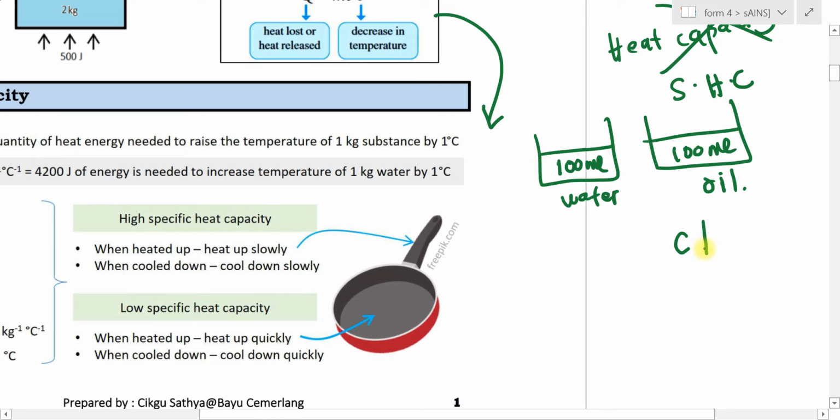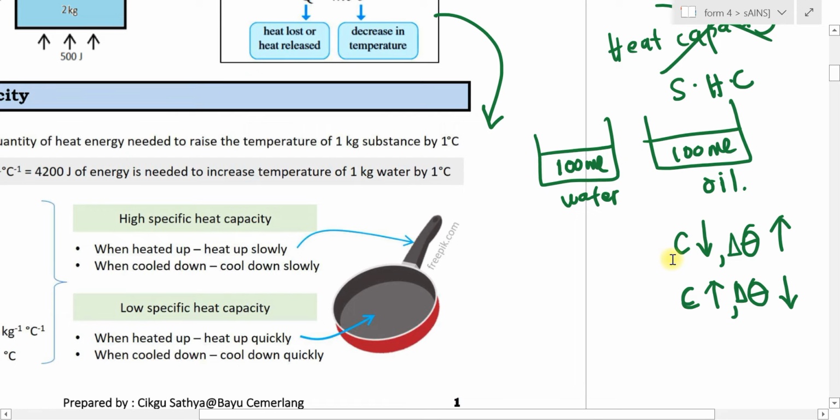Kalau c dia lower, dia akan cepat panas. Temperature dia naik cepat. Kalau specific heat capacity dia besar, perubahan temperature dia kecil. Yang ni kita cakap perubahan temperature. I just put perubahan, better. The change in temperature is smaller.